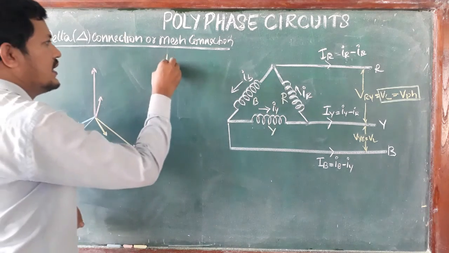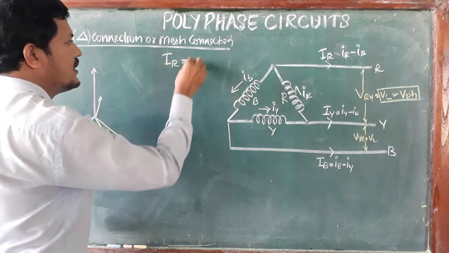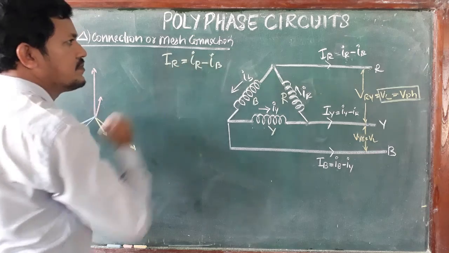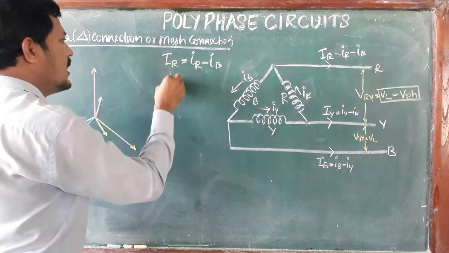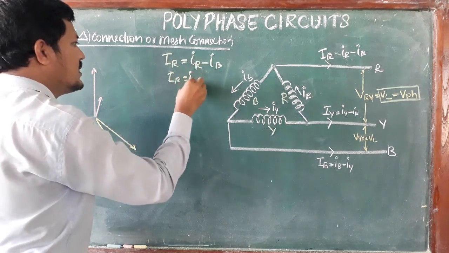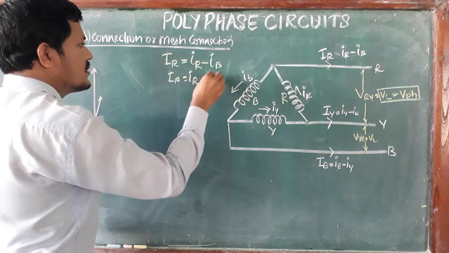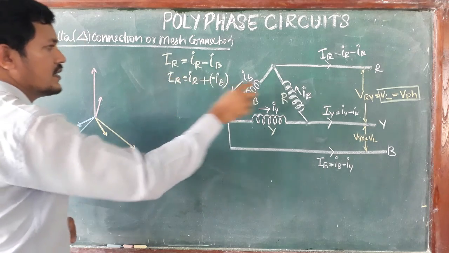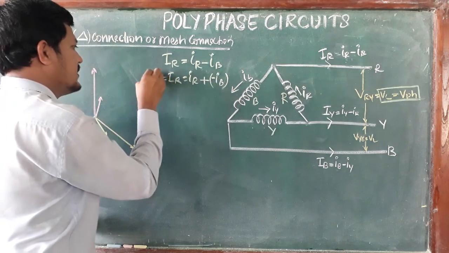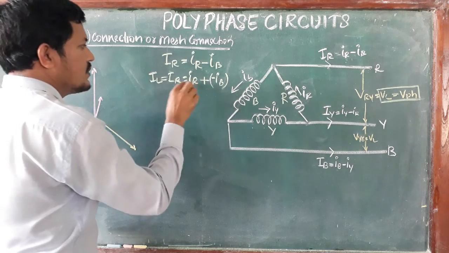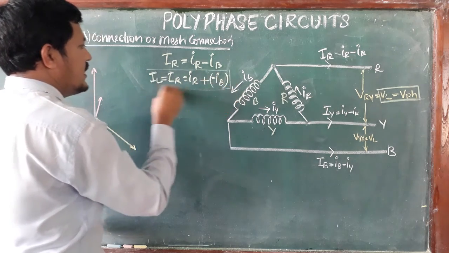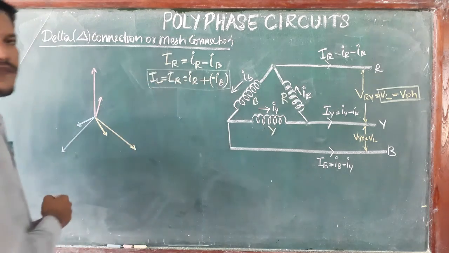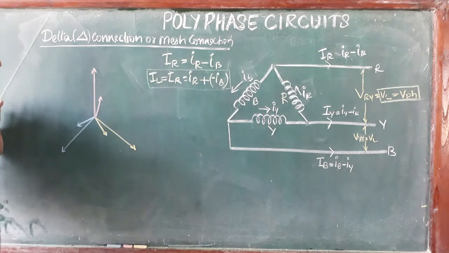So here we started with current. IR, using Ohm's law, equal to phase current IR minus phase current IB. Clear? It is actually IR equal to phase current IR plus minus IB. Here IR means line current, IL. Now this relation we are using in the vector diagram to find out what the IL value is in terms of phase current. So here I have drawn one vector diagram.